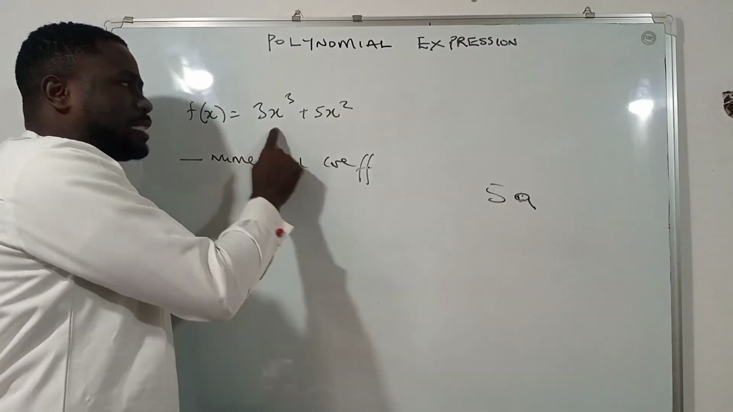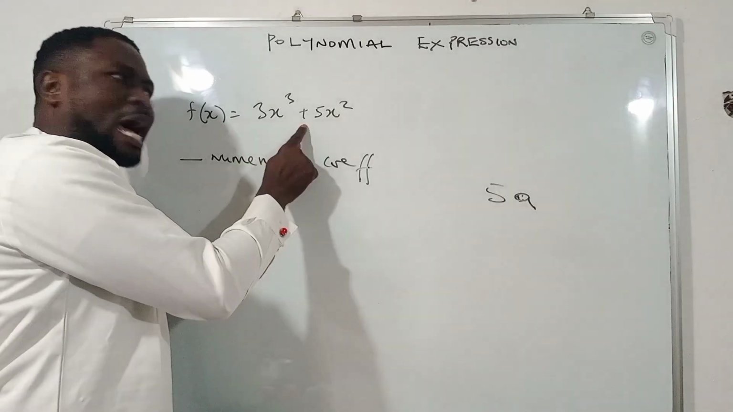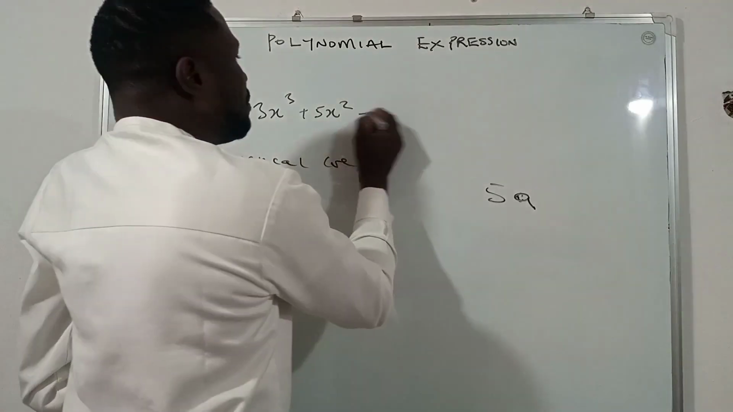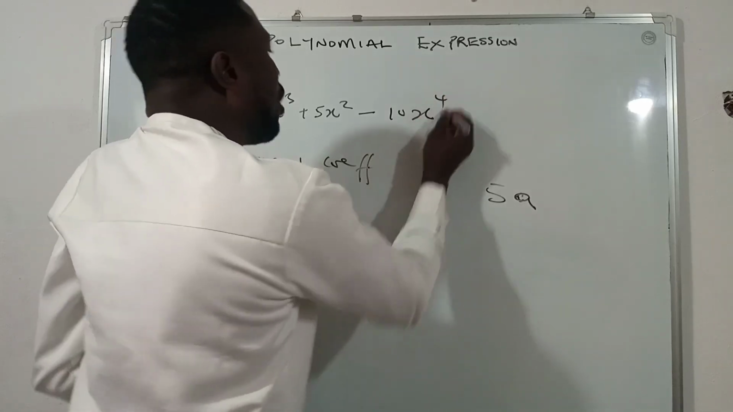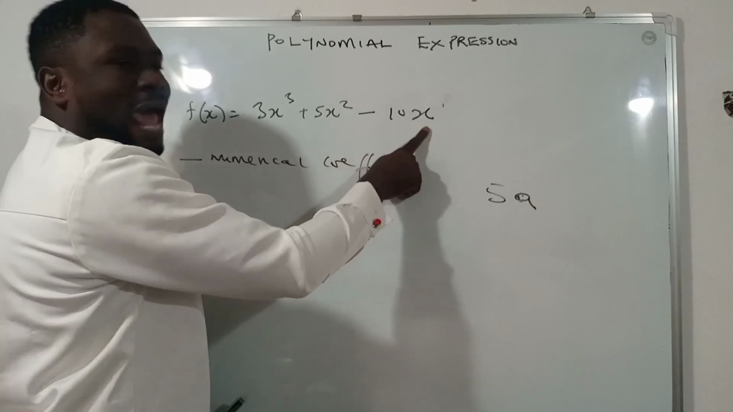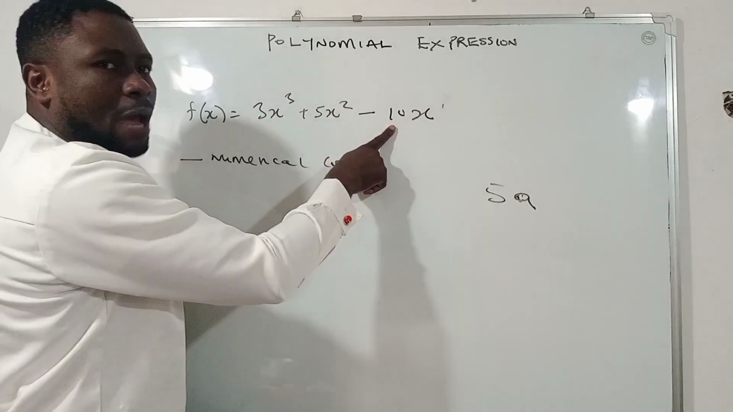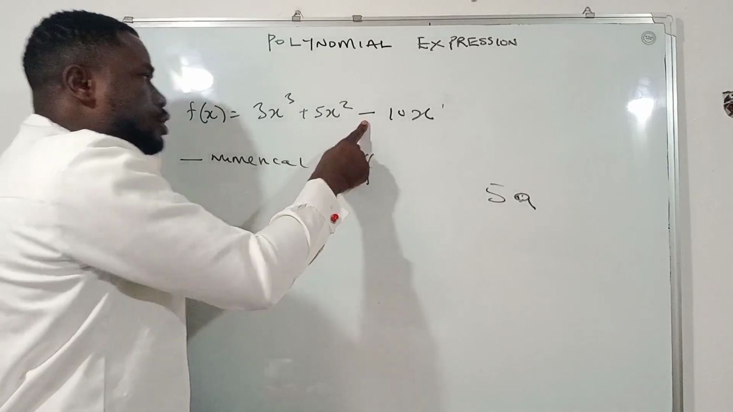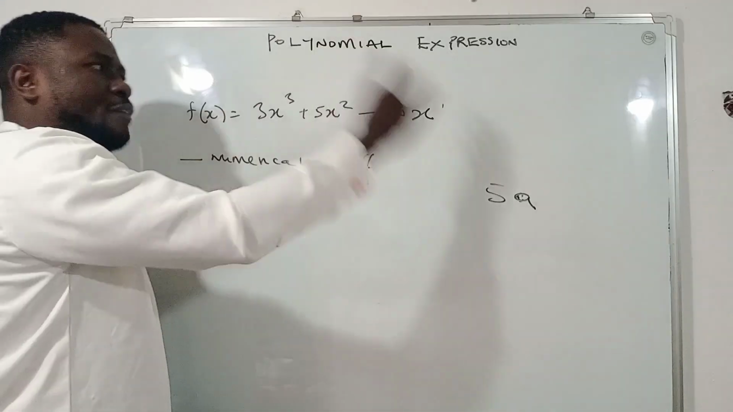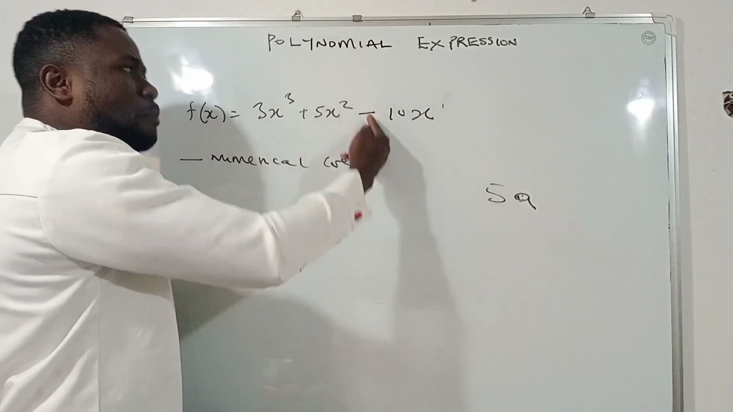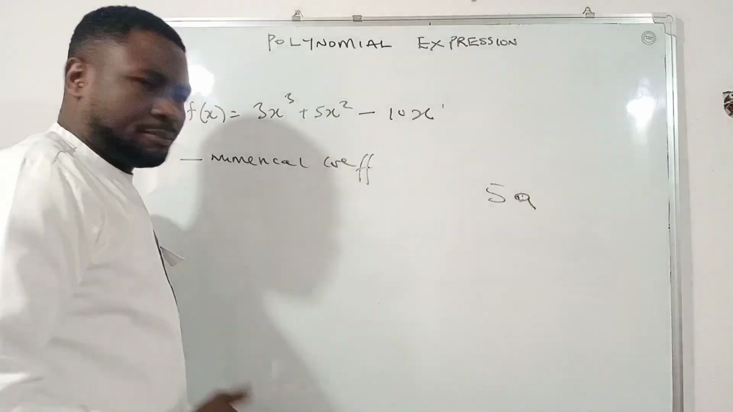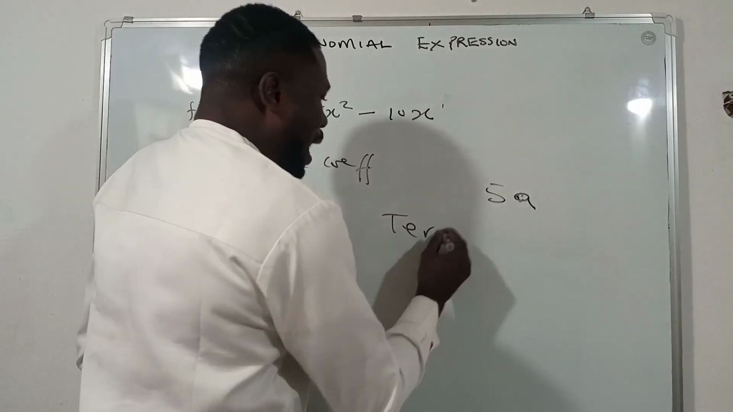For this, we have this is a term because it comes before the plus sign. This is a term because it comes after the plus sign. If I decide to say minus 10x raised to power 4, again, this is what? A term. This comes after the minus sign. So whatever you have that comes before the plus sign or after the plus sign, or before a minus sign or after a minus sign, these are all referred to as what? Terms. They are all referred to as terms.